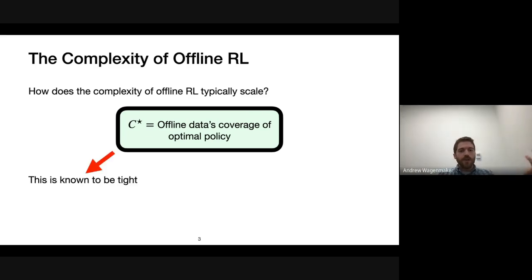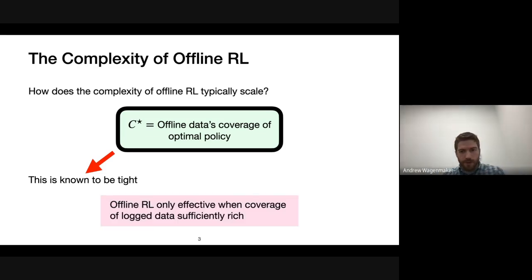To do offline RL, we usually need coverage. We usually need the offline data to cover the behavior of the optimal policy, or an optimal policy. If that condition is met, we can usually use these pessimistic techniques, and we can get good performance. And so this is great when our offline data is rich enough that it covers the optimal policy.